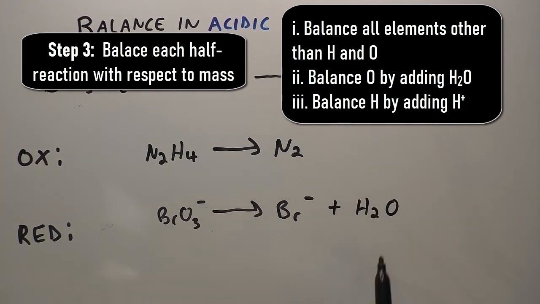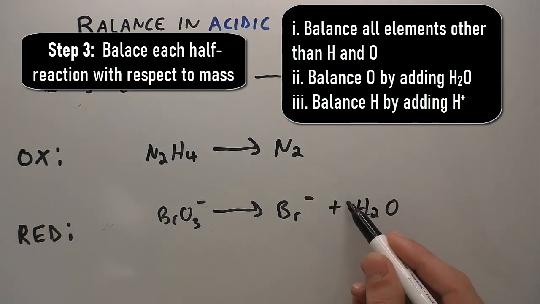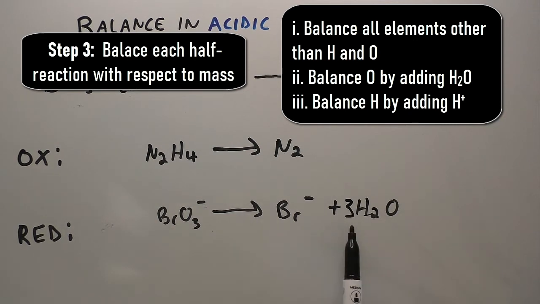So then the question becomes, how many water molecules, or how many moles of water, do we need to add to balance with the existing 3 oxygens over here on the left? And the answer obviously would be 3. If we take that coefficient of 3, multiply it by the understood coefficient of 1 on the water, we'll get 3 oxygens on the right, balancing with those 3 oxygens on the left. So we're good to go. The last and final sub-step in step 3 is to balance hydrogen by adding H+.